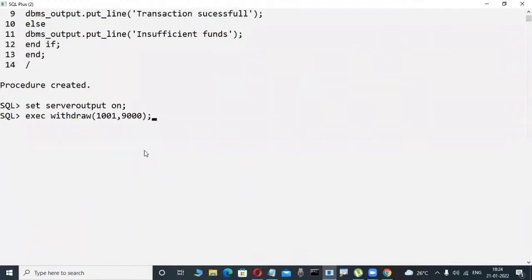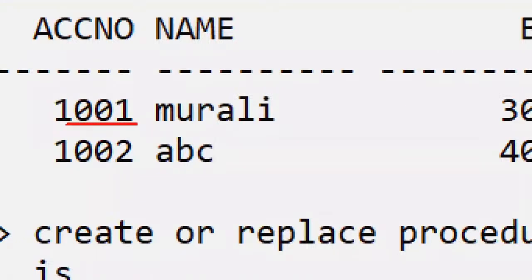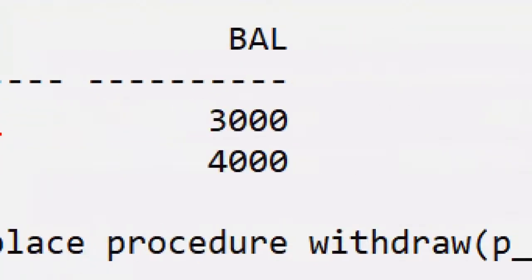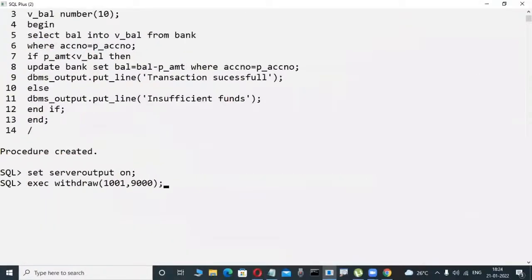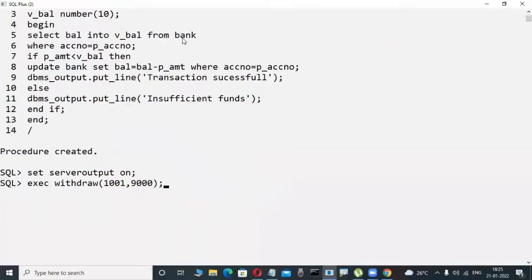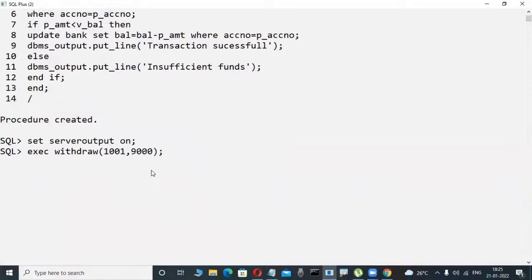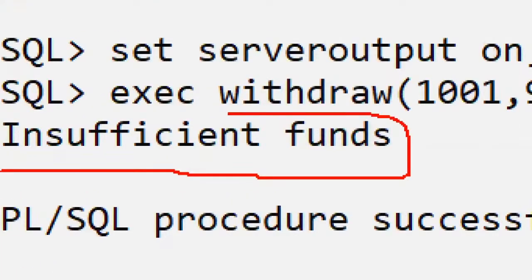Observe slowly the account number in this table. Scenario: 1001 is my account number, Murali is my name. Now, my balance is how much? 3,000. In my table, 3,000 is the current balance. Now, my account number is 1001, but I try to withdraw how much? 9,000, because I'm writing this program. Is it possible to withdraw 9,000? No. So now it will give a message: insufficient funds.